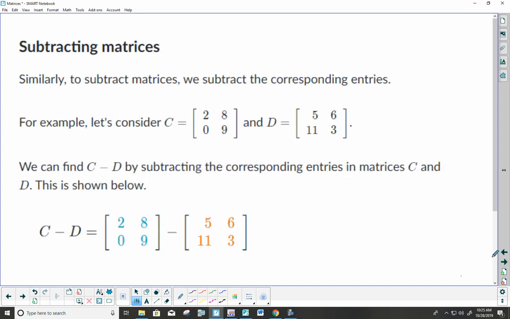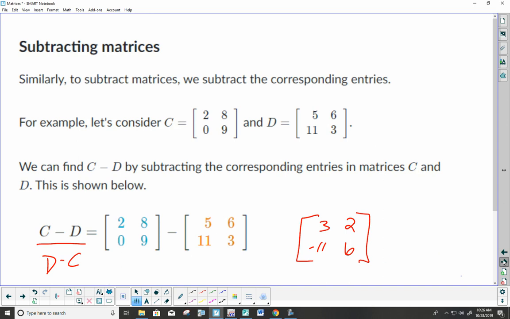Subtracting, same deal. Well, okay, not the same, but I think you understood what I meant. You're just going to subtract individual elements. So your answer is 2 minus 5 is 3. 8 minus 6 is 2. 0 minus 11 is minus 11. 9 minus 3 is 6. The order that you do the subtraction is given by this indicator here. It's C minus D, so you're subtracting the second one from the first one. We certainly can say D minus C. Okay, you just switch the order, and again, you still subtract the elements.